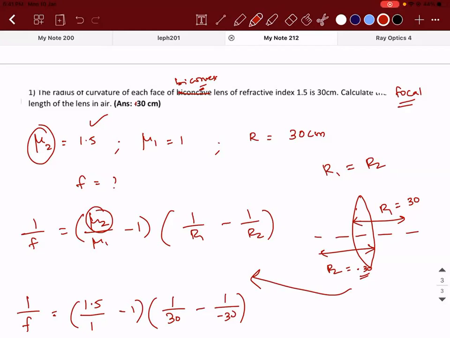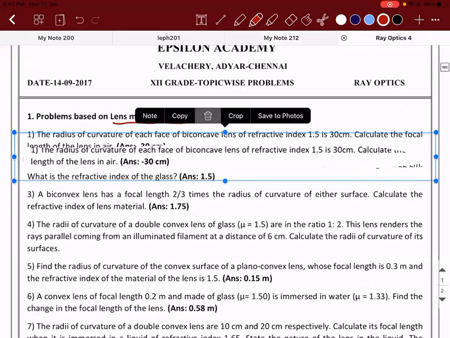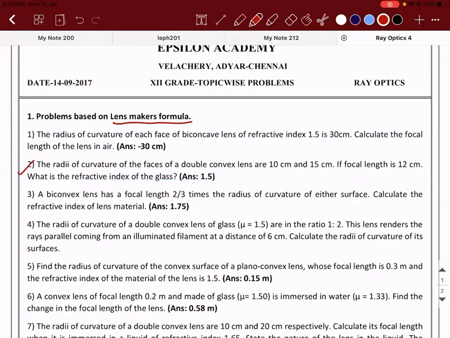Guys, give me a confirmation. Did you understand this? Yes, sir. Right? Yeah, good. So this is the first problem. I'll give you 1 minute time. Try the second problem and tell me what is the answer if it is matching with whatever is given.